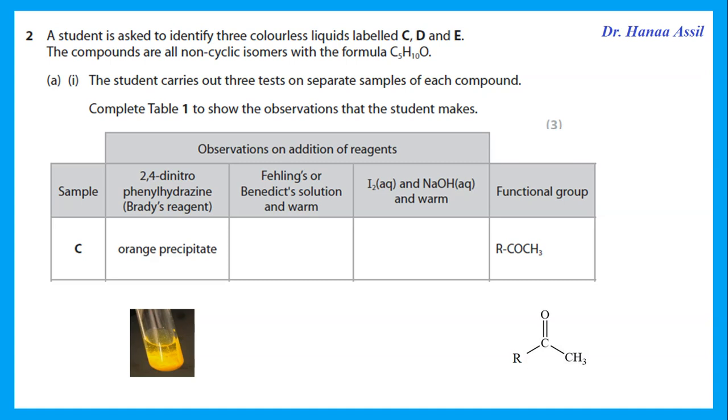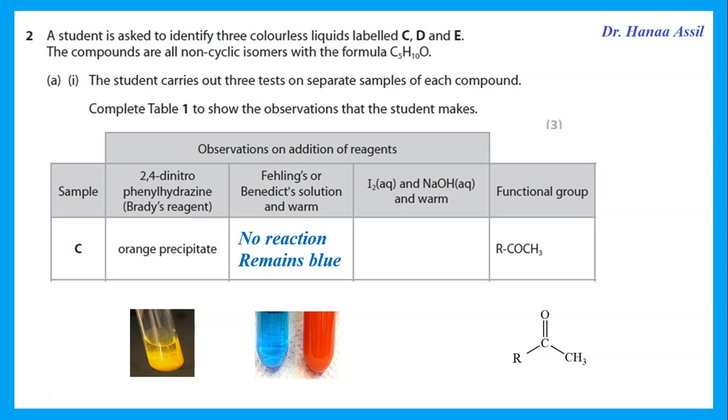Then he did a test with Fehling's or Benedict solution. Now, this is a test for what? You should remember that Fehling's or Benedict solution is a test for aldehydes. The Benedict solution is originally blue. If I have aldehyde, then it should give a brick red precipitate. But do I have an aldehyde? No, I have a ketone. So with the Benedict solution, there would be no reaction.